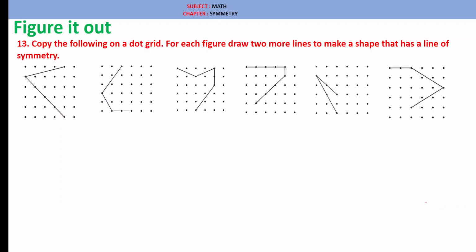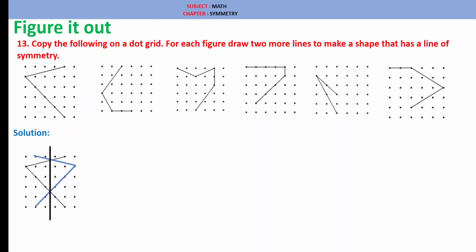Question number 13. Copy the following on a dot grid. For each of the following, draw two more lines to make a shape that has this line of symmetry. So to ensure that, as in the first figure, there are already two lines. So we need to complete this with two more lines. Solution.